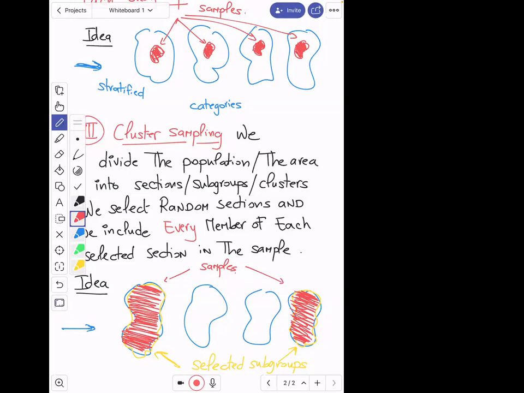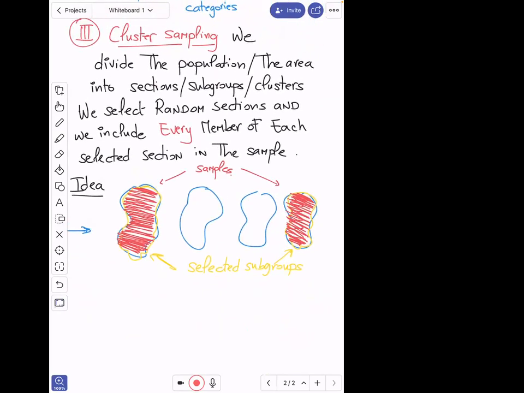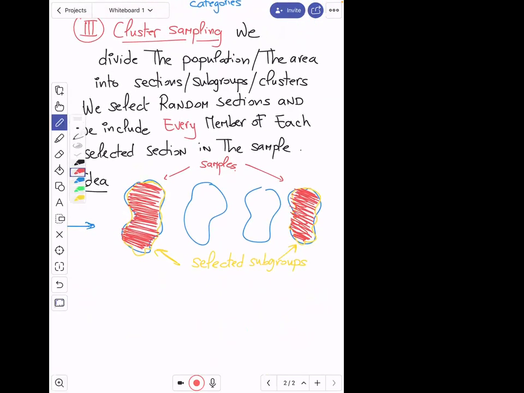All right, so we have the stratified, the cluster, and then how many sampling techniques do we have? I think we have 4, or no, it's more than 4. We have 6. So cluster sampling, then number 4, next is going to be the systematic sampling.